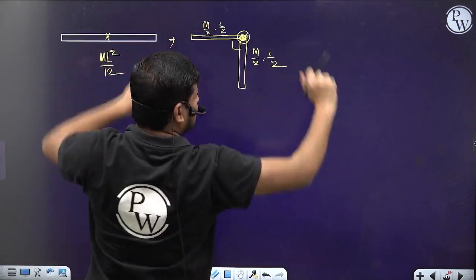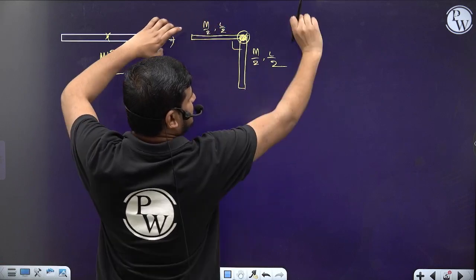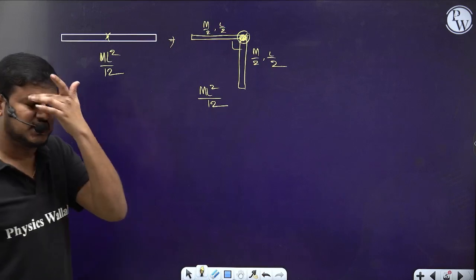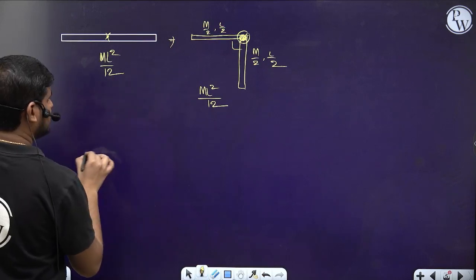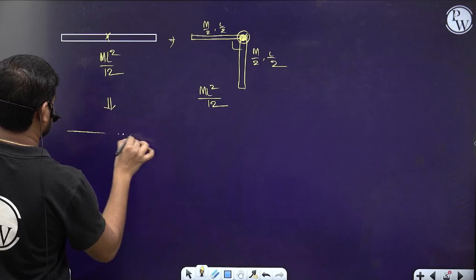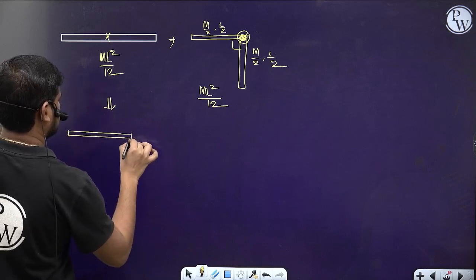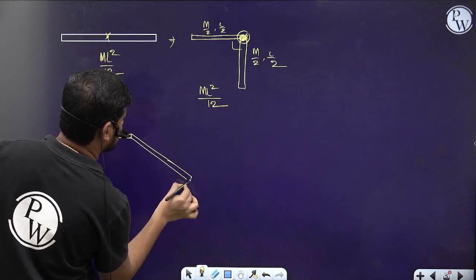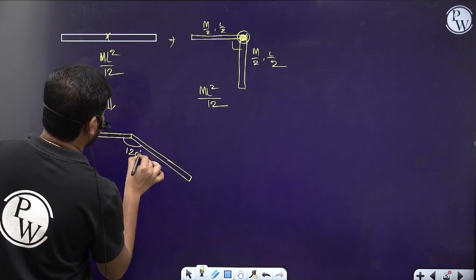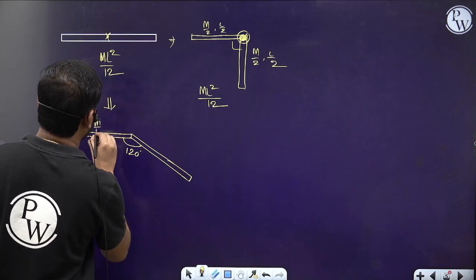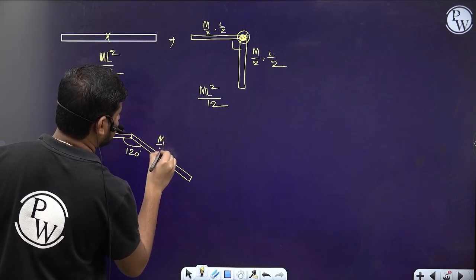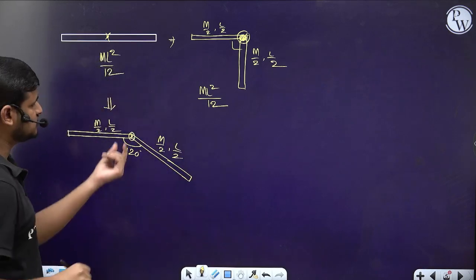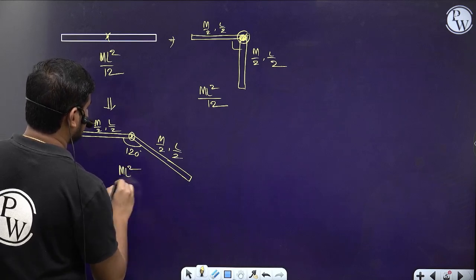If you again get it straight, this point will act as a center, no? So then again it will be ml square by 12. So that point you should understand. Not only this way, you can bend it like this also. If it is of mass m and bent at some angle, say 120 degrees, then also if you make it straight, this is of mass m by 2 and length L by 2, and this is of mass m by 2 and length L by 2. Again this point will act as a center, so about it also the moment of inertia will be ml square by 12.